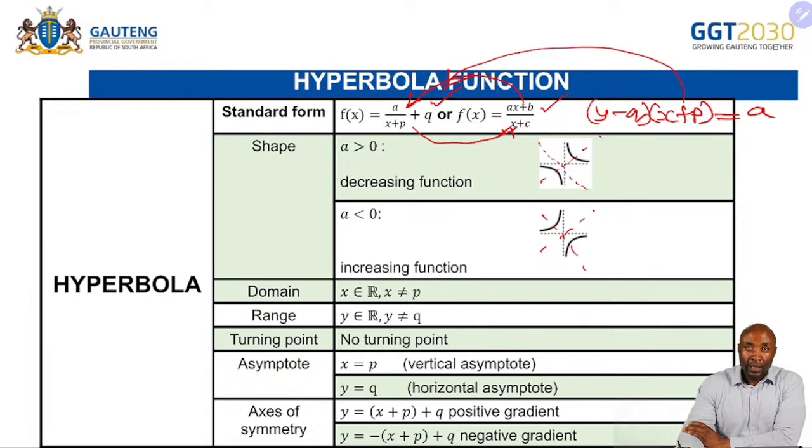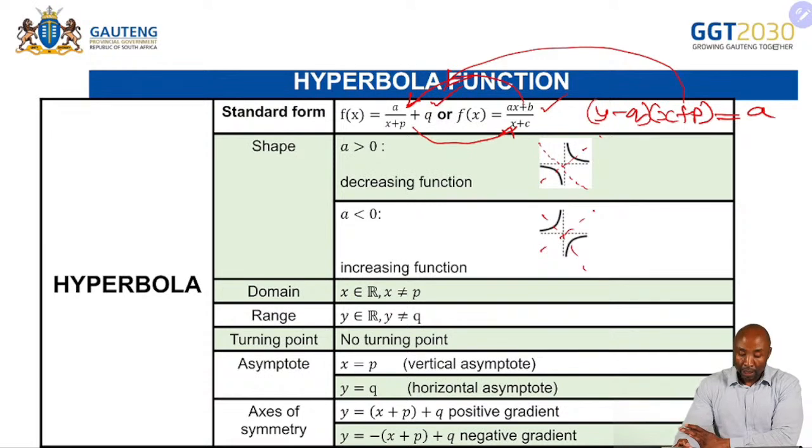The function has no turning point, but it has our vertical asymptote. I have given you, it's x equals p, y equals q. Yes, the question might ask you to solve what is the value of p, but you cannot say p equals is an asymptote. It has to be x equals that value of p that you calculated for you to get your vertical asymptote and horizontal asymptote. And then we have got the equations of the axis of symmetry.